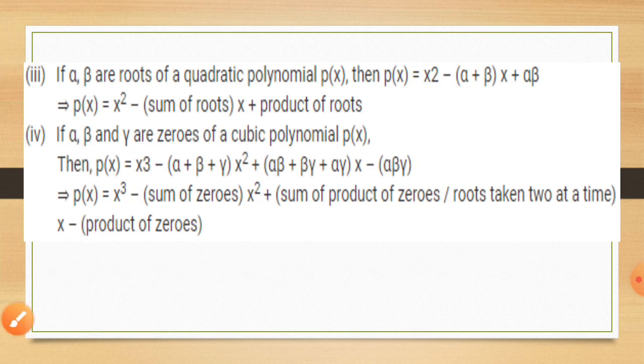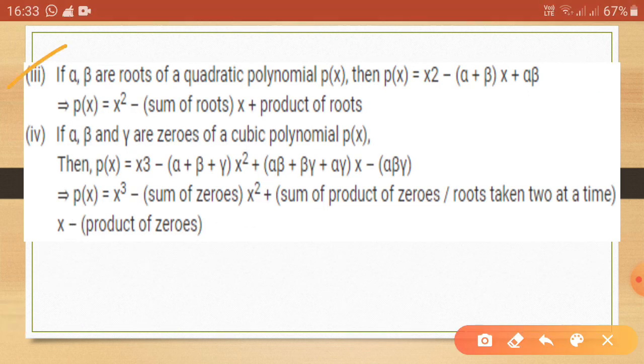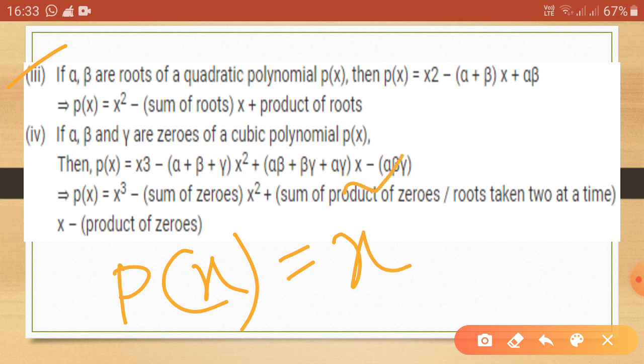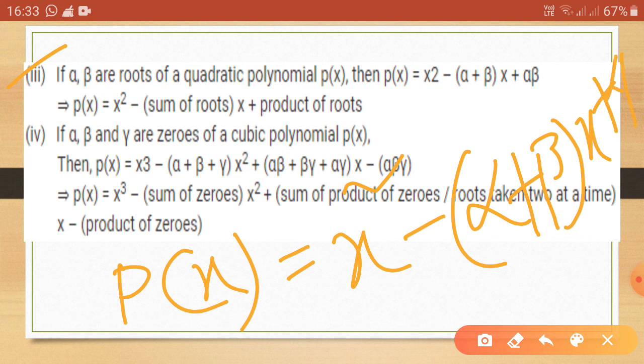Okay, next slide. So if alpha and beta are roots of a quadratic polynomial p(x), then we can write p(x) equal to x square minus (alpha plus beta) x plus alpha beta. Okay, got it? So we can make the equation that way. If you have the roots, just put the value here, alpha plus beta, and here alpha into beta, and we can make the expression for the quadratic equation.